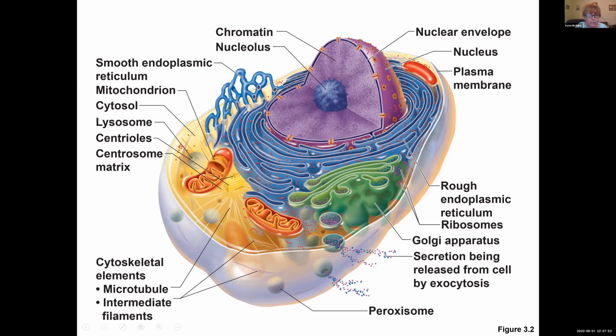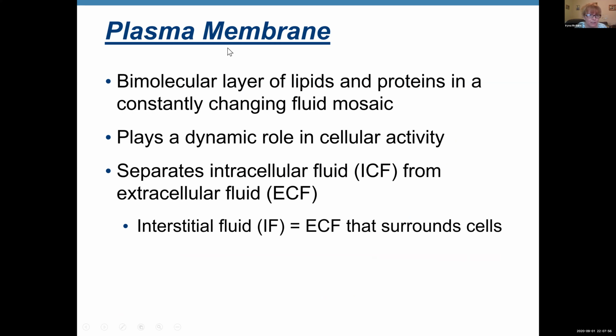In this chapter, we will talk about the cell membrane or plasma membrane. It's a bimolecular layer of lipids and proteins in a constantly changing fluid mosaic arrangement. It plays a dynamic role in cellular activity. It separates ICF from ECF. ICF is intracellular fluid inside a cell, and ECF is extracellular fluid outside a cell. Another name for ECF is interstitial fluid or even tissue fluid. So different names for the same fluid compartment, right?